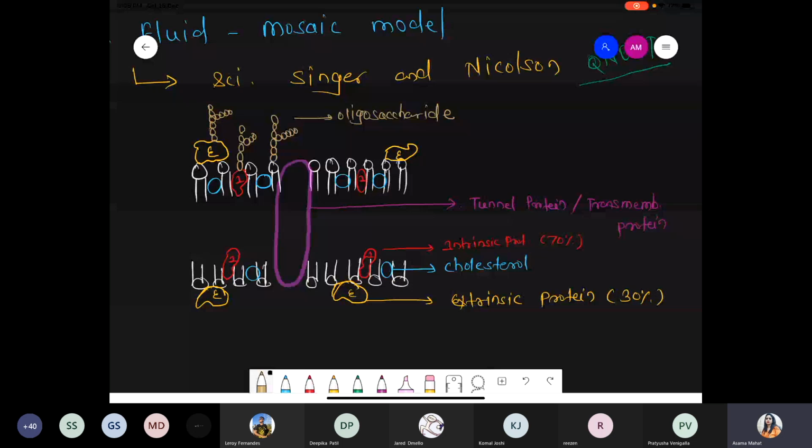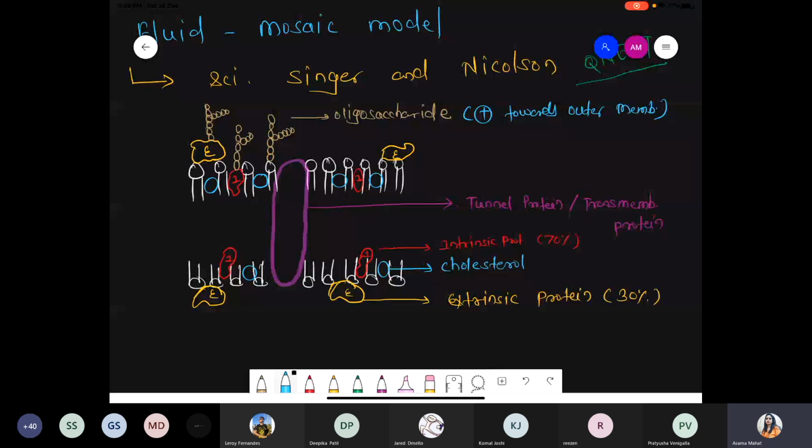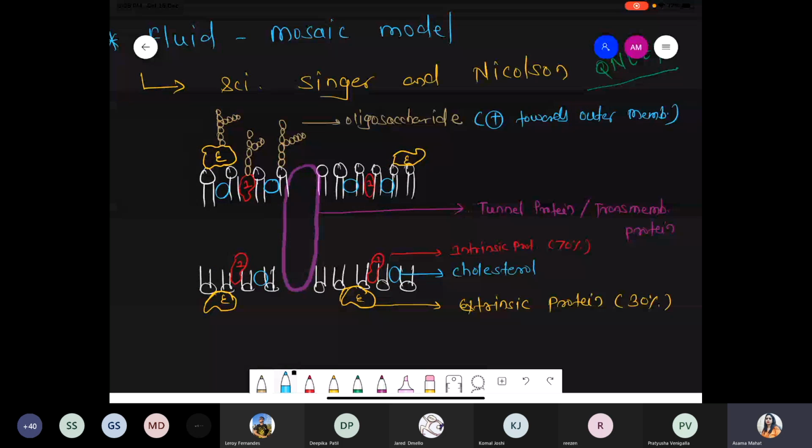And if I talk about the exact position, the oligosaccharides are always and always present towards the outer membrane. Always, please remember, not toward the inner membrane. Whatever we are talking about on this side and this side, the plasma membrane is a bilayer. So this is our outer layer, and this one is the inner layer, because the plasma membrane is a bilayer structure.